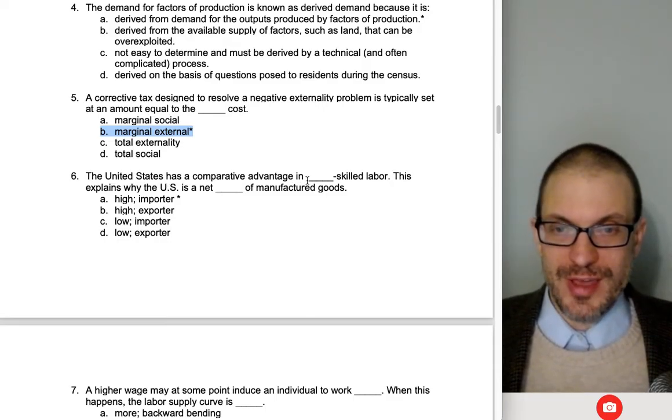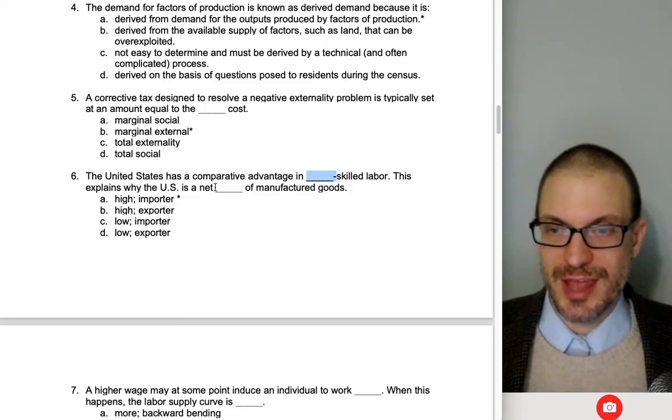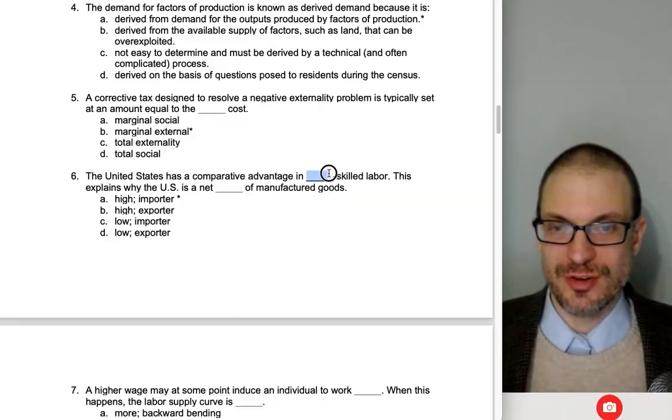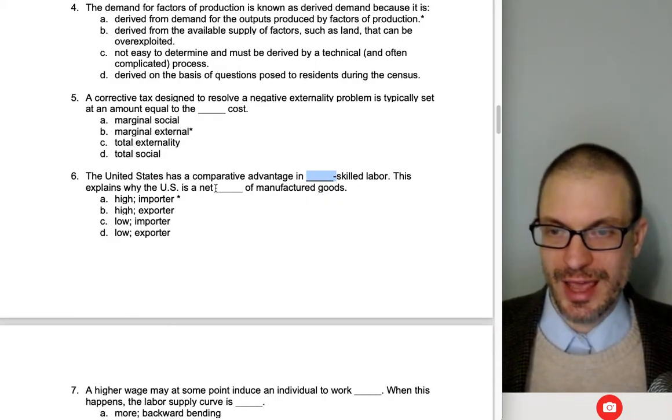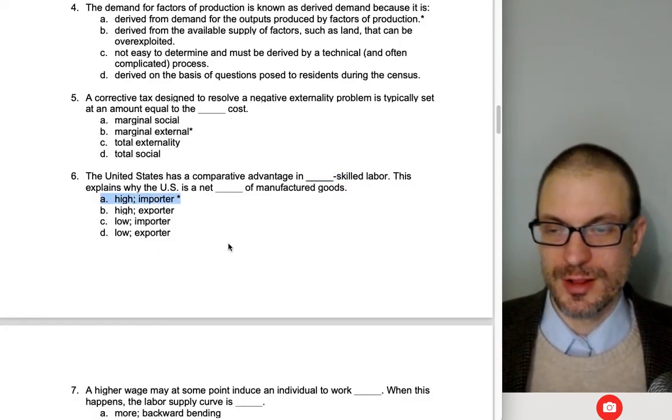U.S. has a comparative advantage in high-skilled labor. This explains why the U.S. is a net importer of manufactured goods, right? We have a comparative advantage in high-skilled labor. That's right. So it's got to be A or B. And then are we a net exporter or a net importer of manufactured goods? We're an importer, right? Okay.